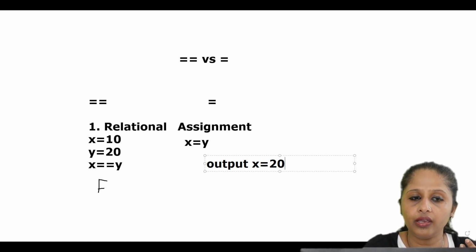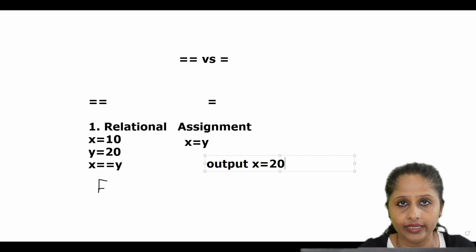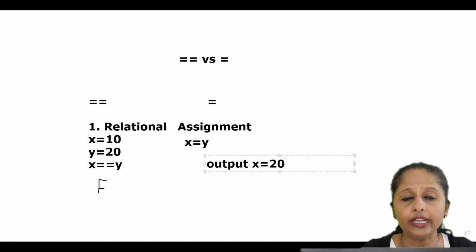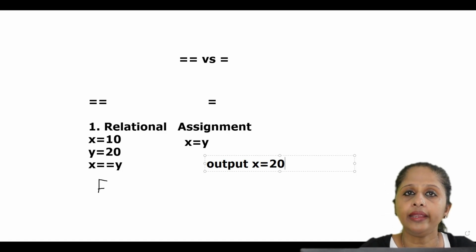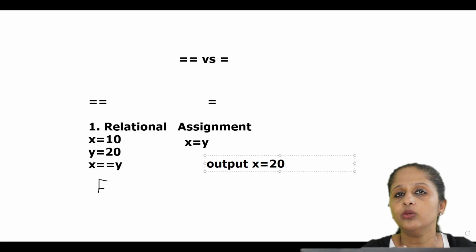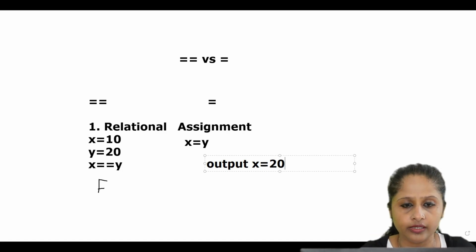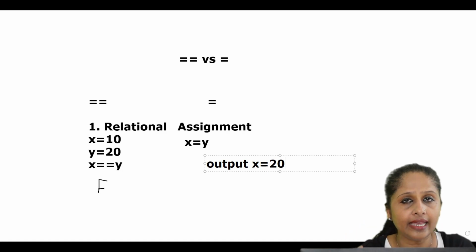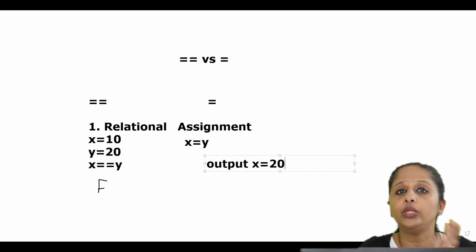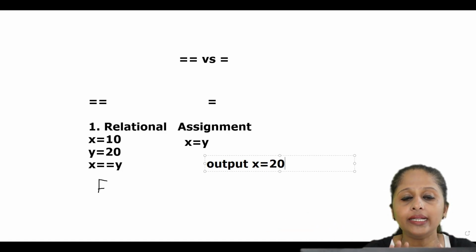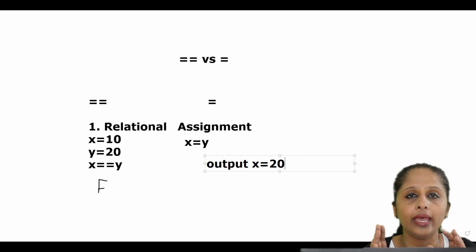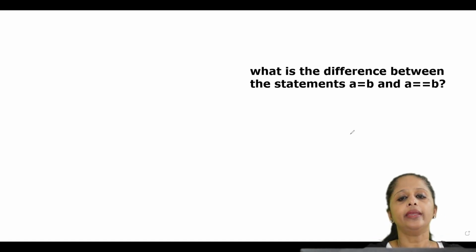In case of double equal to, it is checking the equality, whether both sides are equal or not, and it returns true or false. If the values are equal, then it returns true, and if the values are not equal, then it returns false. In case of the assignment operator, it is assigning the value at the right side to the left side. So that is the difference between double equal to and single equal to. For the exam, you may get the question: what is the difference between the statements A equal to B and A double equal to B?